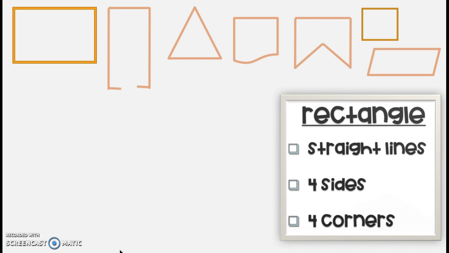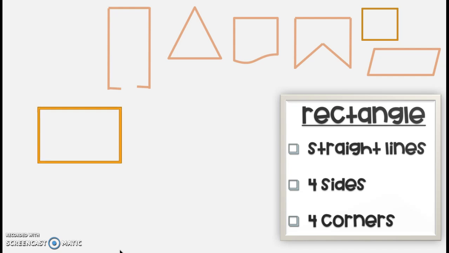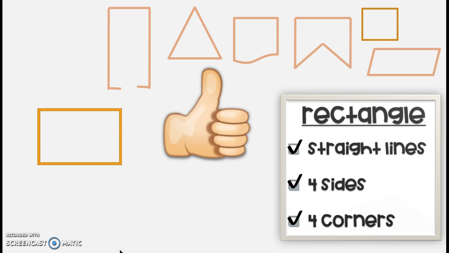Let's look at this one. Okay, what do you think, friend? Does it have straight lines? Yes, check. Are there four sides? Yes, four sides. Is that what you got? Perfect. Check. And are there four corners? Did you get four? I got four. Perfecto. So is it a rectangle? Ding, ding, ding, ding, ding. It is a rectangle. Good job.